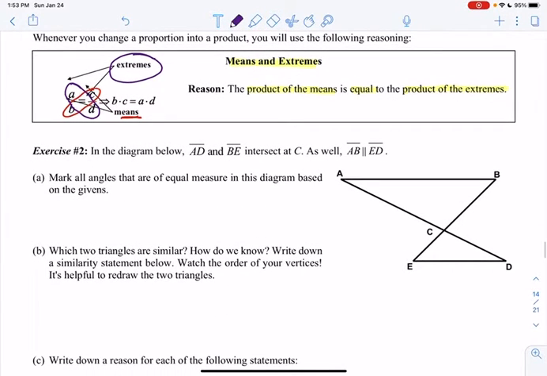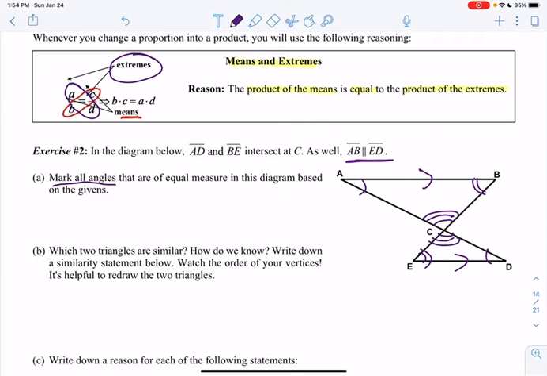All right, so let's look at our problem here. In the diagram below, I know that AB is parallel to DE. Well, if these lines are parallel, that means that angle A is congruent to angle D, and angle B is congruent to angle E, because those are alternate interior angles. And then I also know that angle ACB is congruent to angle DCE. So they just wanted us to mark all the angles that are equal in measure. So I did that. I marked them all. So these are vertical angles, and A and D and B and E were alternate interior angles, and that was true because the lines were parallel.